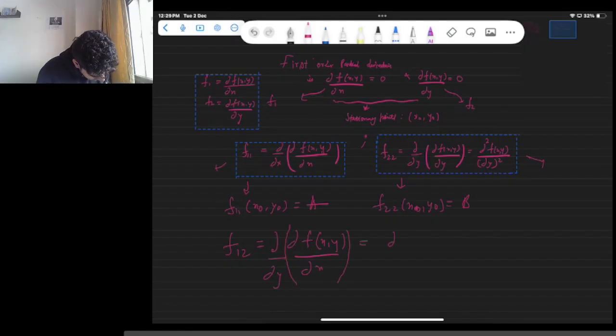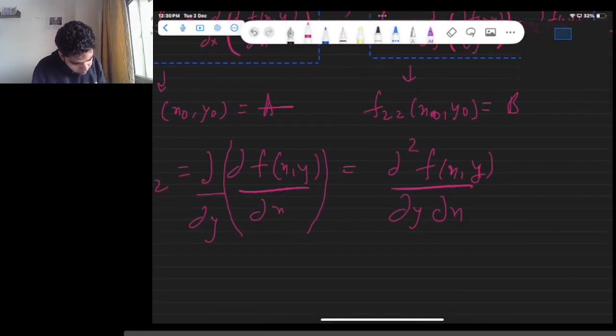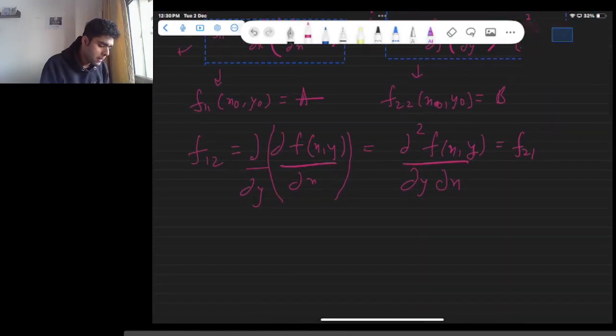So this is ∂²f(x,y)/∂y∂x, and this is equal to f(1,2), which is always equal to f(2,1) by Young's theorem, right? You have to study the previous chapters if you are experiencing any confusion in all of these concepts, right? You have to study the previous chapters like chapter 15 and chapter 16.